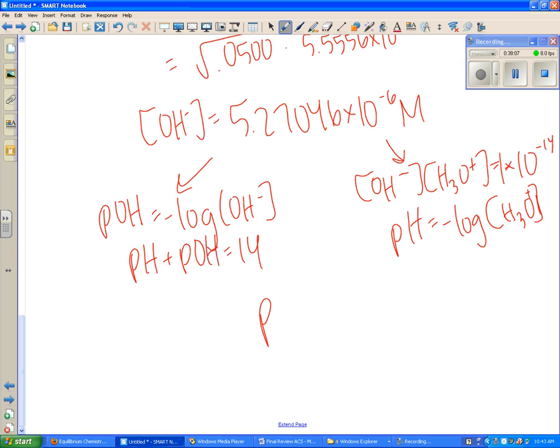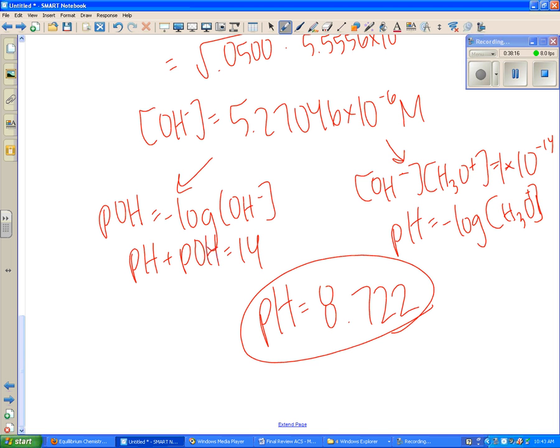And what do we get for the pH? 8 point something, I think. 8.722. Slightly basic, just like we had predicted, because we have that conjugate base in the salt.